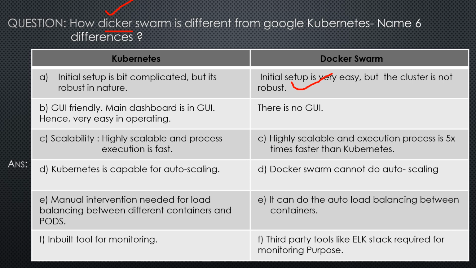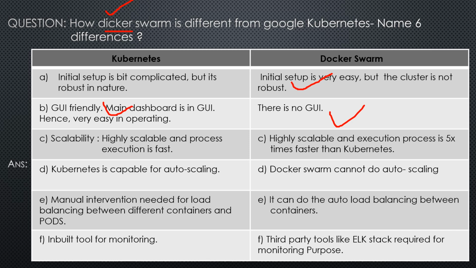Point number two is that Kubernetes is GUI friendly. The dashboard is in a GUI, hence it is very easy to operate because anyone can operate a GUI, since everything is written in the dashboard itself. However, if we talk about Docker Swarm, there is no GUI available there.